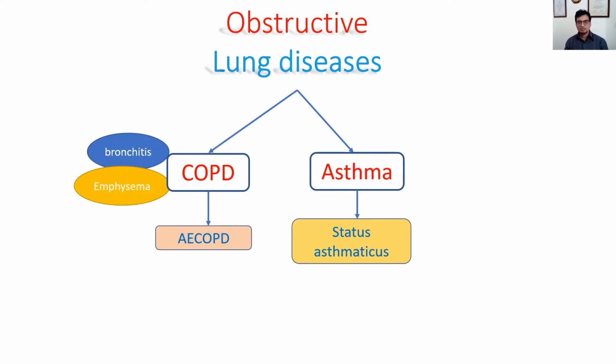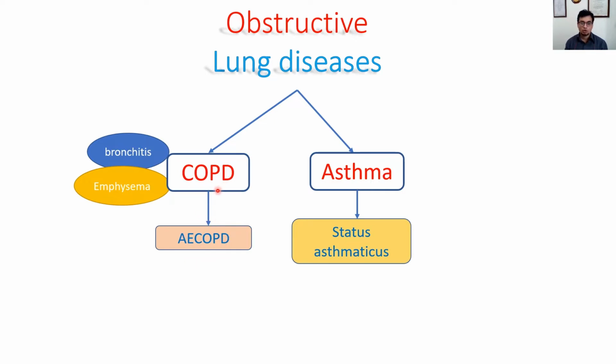So obstructive lung diseases are divided into COPD and asthma. Okay, so there are two types of obstructive lung diseases, and in COPD, sometimes they might ask you what are the types of COPD. So it is of two types: chronic bronchitis and emphysema. So any COPD can become unstable and known as acute exacerbation of COPD or AECOPD. So this is the acute form of COPD.